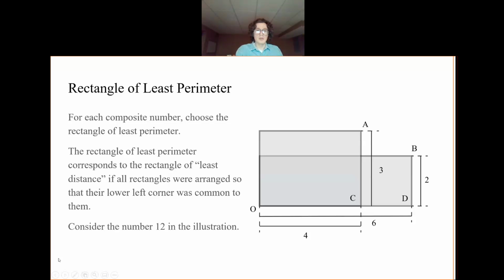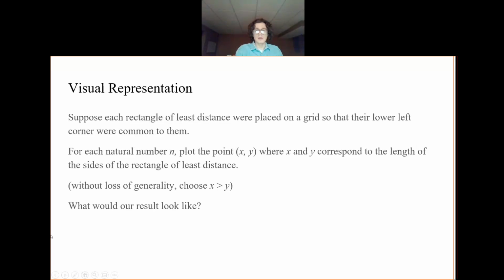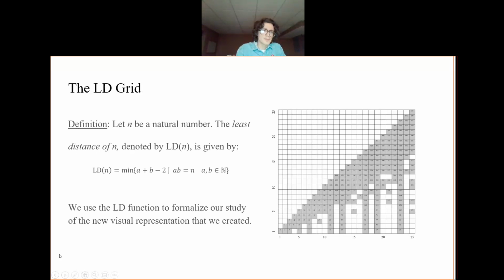So just note that for our visual representation, we suppose that each of these rectangles of least distance were placed on a grid so that their lower left corner were common to them. Now for each natural number n, we plot the point (x, y), where x and y correspond to the length of the sides of the rectangle of least distance, where x is the larger of the two sides without loss of generality. Now what would our result look like?